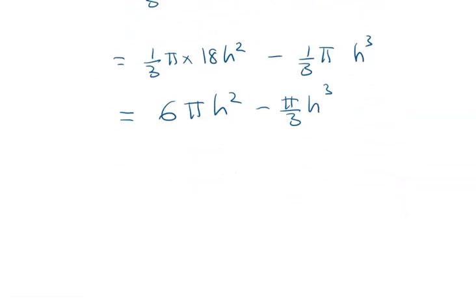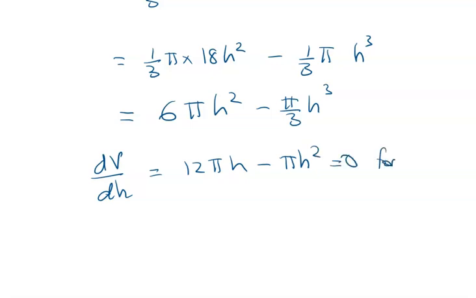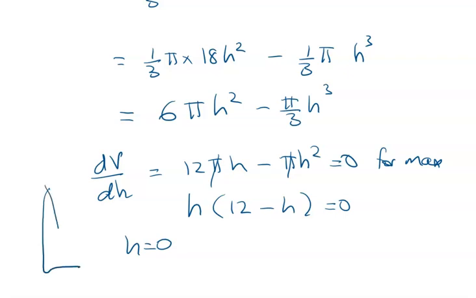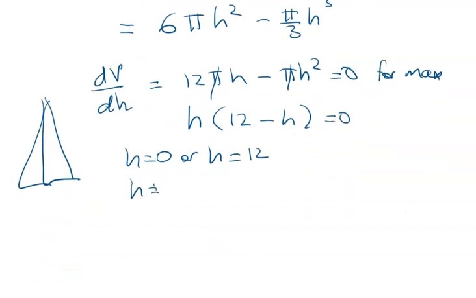We haven't differentiated yet. So now at last we go dV by dH is 12 pi H minus pi H squared equals 0 for a max. And we get H, let's divide through by pi. What do I get? Brain going very slow. 12 minus H. So this way we get the full height of the cone straight away. So H equals 0, or H is equal to 12, but H can't be equal to 0 or we wouldn't have a cone at all.